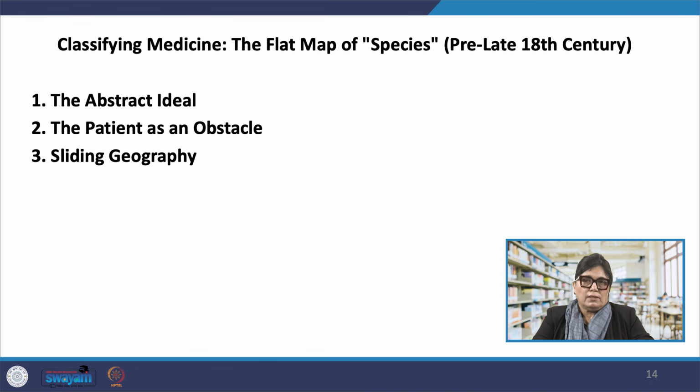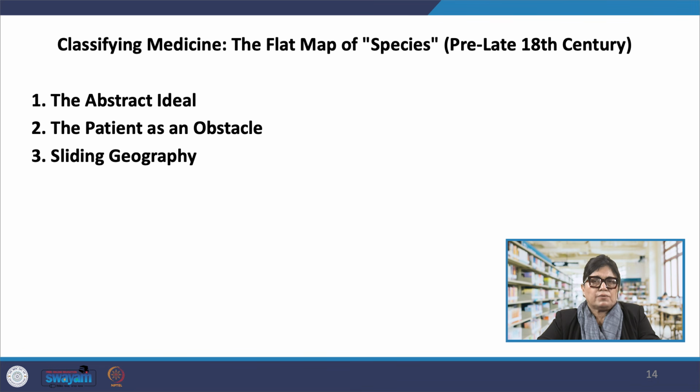Classifying medicine, the flat map of species. Pre-late 18th century, before the birth of the clinic, medicine practiced nosology, the classification of diseases into structured hierarchies of families. The abstract ideal disease was viewed as an entity that existed independently of the body. A disease like the flu or tuberculosis was a coherent essence with a life cycle of its own.